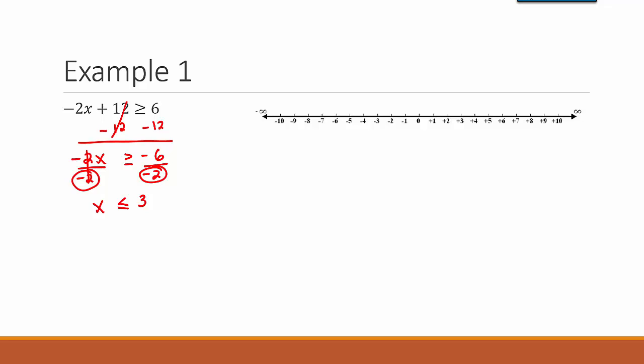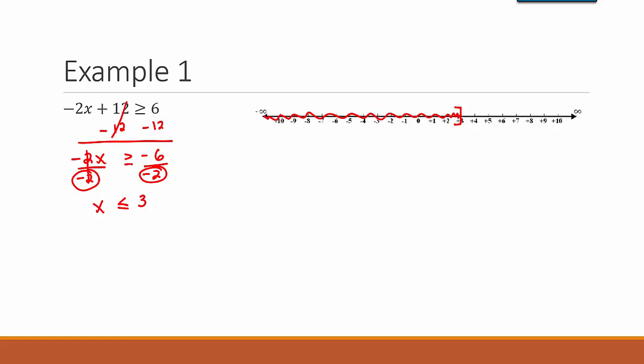So I will go to positive 3, and notice I have the or equal to bar. So if I wanted to graph this, we'll go to positive 3 and use a bracket. It's less than, so it's going to face the left, shading all the way out to the left. So I would graph that.